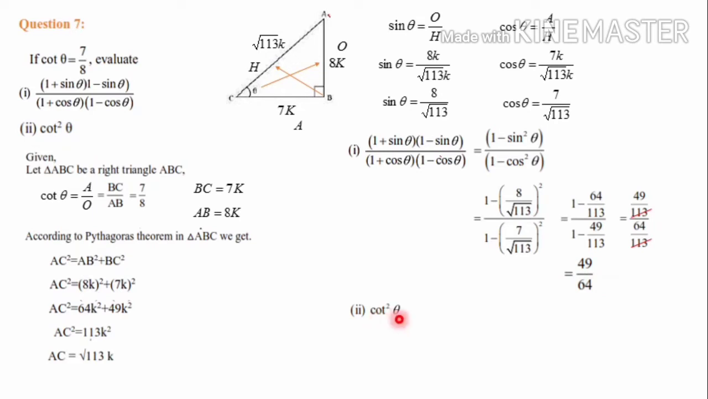Second question, cot square theta we have to calculate. That is, cot theta we have already been given here as 7 by 8. Cot square theta we can write as cot theta the whole square. Both are the same. 7 by 8 is the given value for cot theta, so 7 by 8 the whole square. That is equal to 7 square is 49, 8 square is 64. So the final answer is 49 divided by 64.